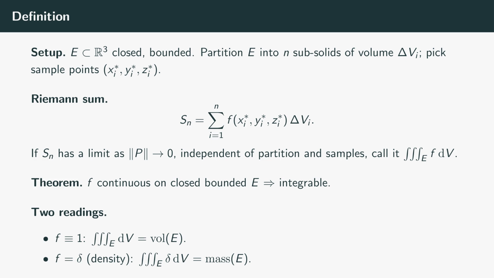If that limit exists and doesn't depend on the partition or sample points, we call it the triple integral over E of f of x, y, z dV. The standard existence theorem still holds. Continuous f on a closed bounded E is always integrable. 2 physical interpretations to keep in mind. When the integrand is the constant one, every term in the Riemann sum is just delta V sub i, so the sum is the total volume of the partition, and the limit is the volume of E. When the integrand is a mass density delta of x, y, z, mass per unit volume at each point, the Riemann sum approximates the total mass, and the limit is exact.